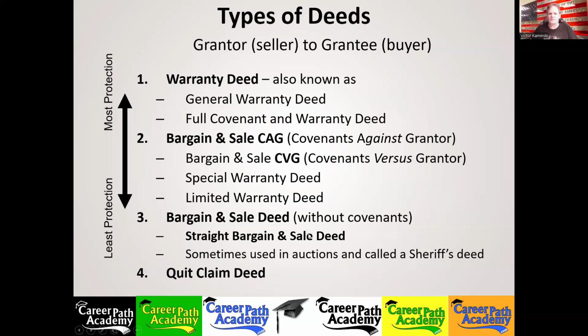A bargain and sale type deed doesn't have any covenants. See, in a bargain and sale CAG deed, the seller's saying, I'm guaranteeing you as long as I've owned it, I've done nothing to encumber it. But a straight bargain and sale deed isn't saying that. A straight bargain and sale deed is saying, we have the legal right to sell the property. That's all we're saying. We're not guaranteeing the quality of the title. This is also known as a straight bargain and sale deed. It's sometimes used in auctions and sheriff sales or during tax auctions.